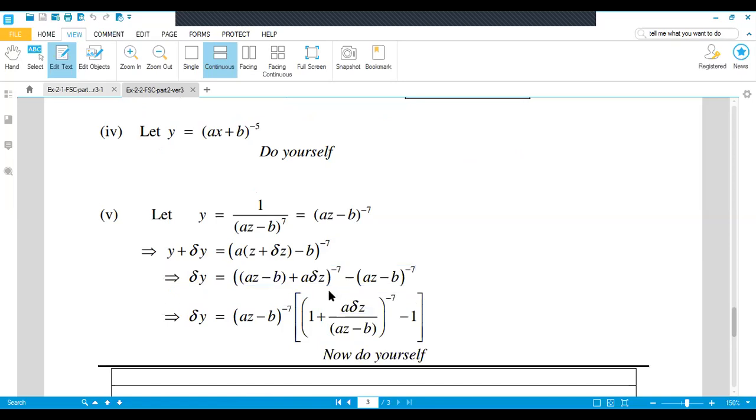Now if you check, az minus b is common in both values. (az minus b) power minus 7 is common, so you take it common and you will get this. Now you apply the binomial theorem on this. You know how to apply the binomial theorem. The first value as it is, and then power into the second value, then plus power into power minus 1 divided by 2 factorial and second value square, and so on, and this minus 1. So plus 1 and minus 1 cancel, and you open it just like number 3, so you can easily solve.